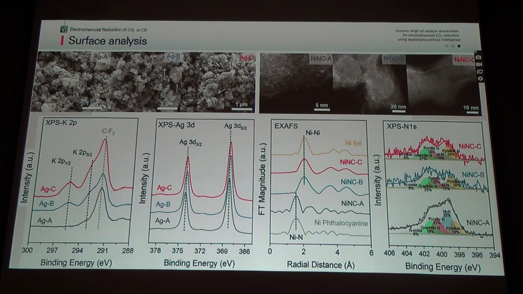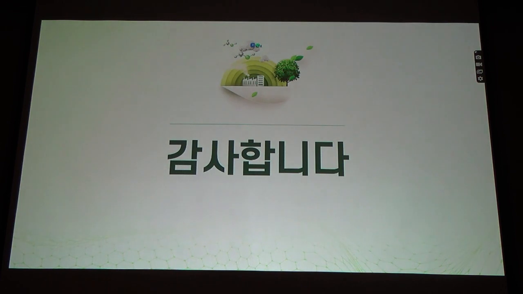So as a conclusion, what I can say here is that based on our explainable neural network, we can understand the extrinsic and intrinsic properties of the catalyst through explainable AI. So this is the conclusion of our project. So thank you.